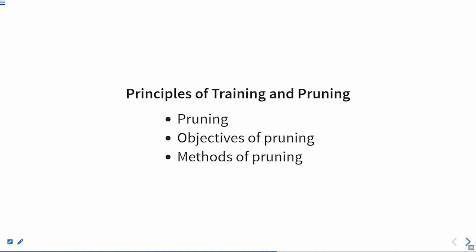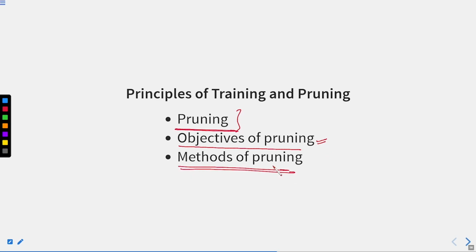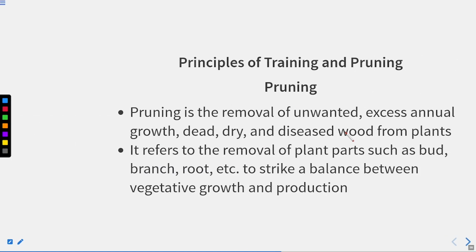So in this session, we are going to study what is pruning. There will be principles of pruning also, right? So we are going to have an introduction on pruning, principles of pruning, and also we are going to study the different objectives of pruning, why we are doing this pruning process, and there will be different methods of pruning as well. So all these topics we are going to cover in this particular session.